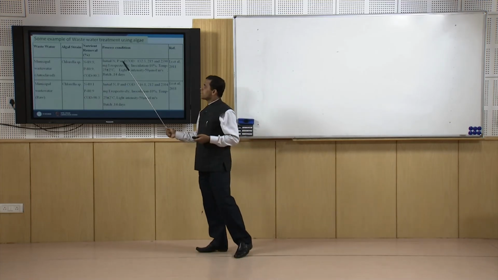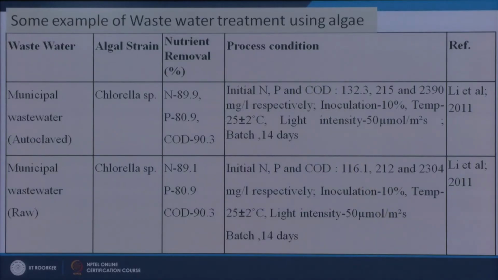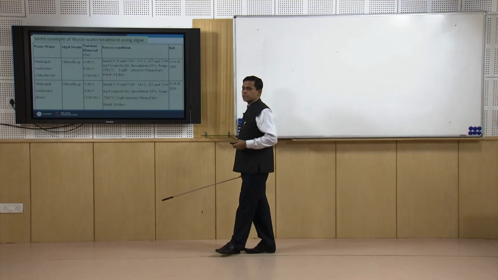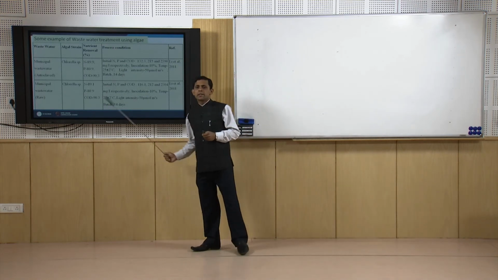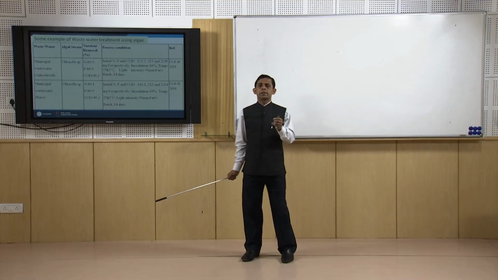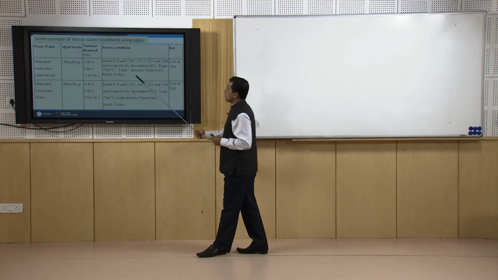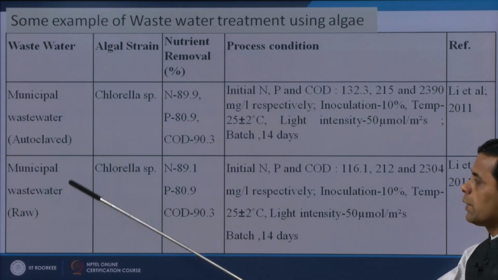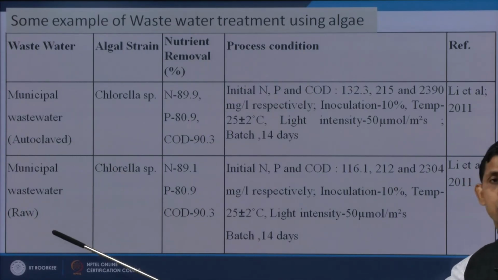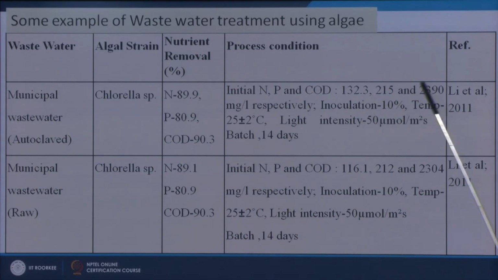Now, at last we will see some examples of wastewater treatment using algae. So, how algae grow we have discussed, and how to harvest we have also discussed. Now, we will see some examples through which wastewater treatment has been achieved. In this slide we will see that municipal wastewater, both autoclaved and raw, has been used, as reported by Lee et al 2011, and they have considered three parameters, that is nitrogen, phosphorus and COD present in the wastewater, which were 132.3, 215 and 2390 mg per liter respectively.